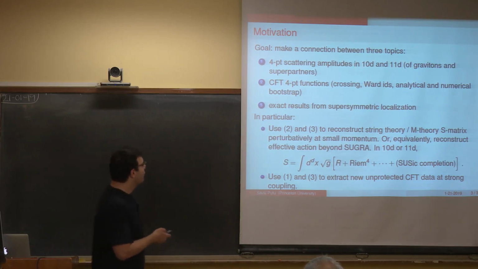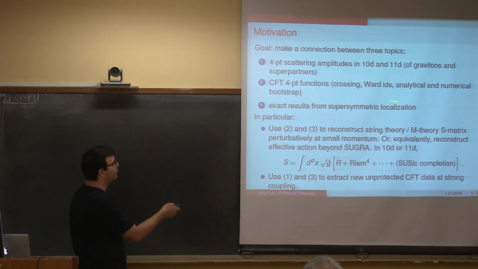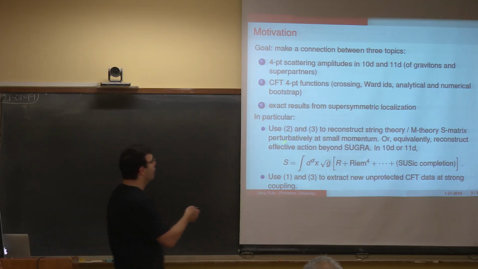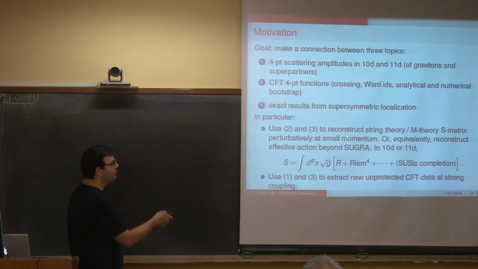OK. So in particular, what will I do? Using the last two, CFT 4-point functions and the results from supersymmetric localization, I will aim to reconstruct part of the string theory or M theory S matrix perturbatively at small momentum. And I'll explain to what extent one can do this.